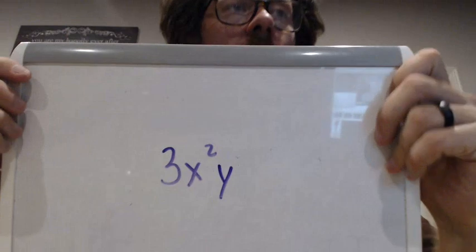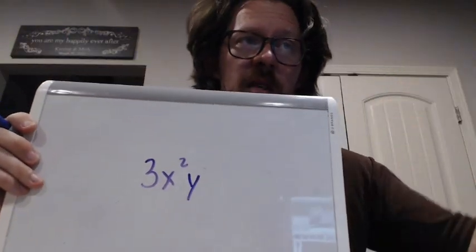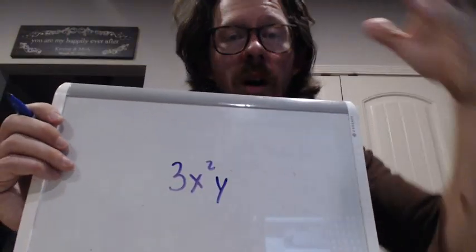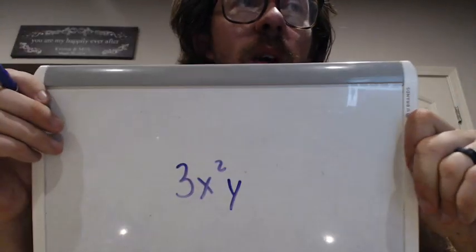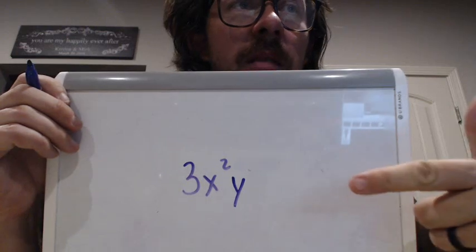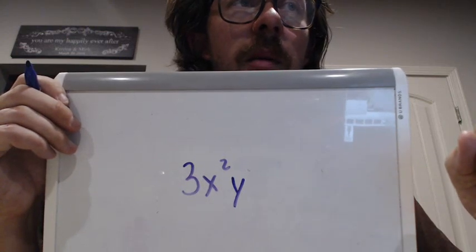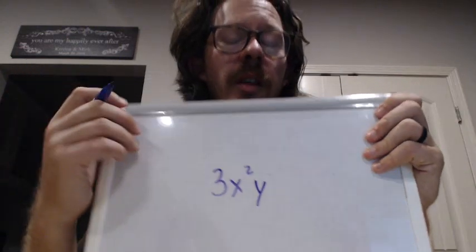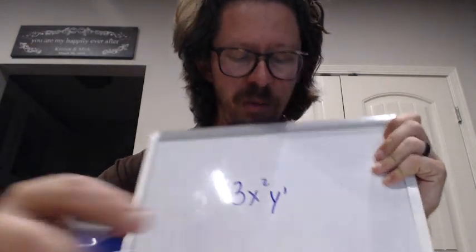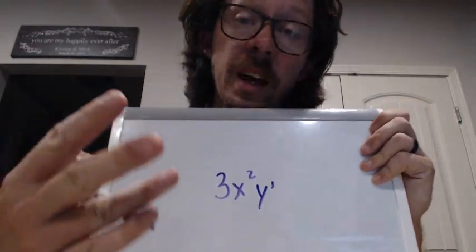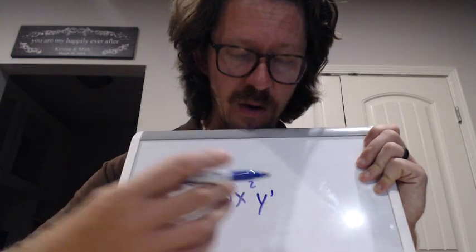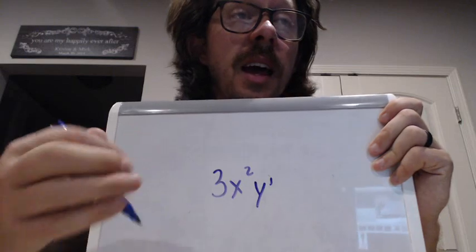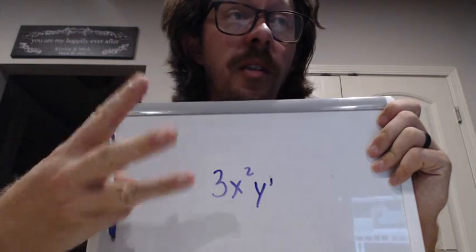Well, if I did this, now I have a monomial that's 3x squared y. It's still a monomial because it's just one product of numbers and variables, right? What do you think the degree of this monomial is? Think about it. If you add up all the exponents of the variables, the degree of this is going to be 3. So in a monomial, you add the exponents, and that's the degree of the monomial. So this is a monomial with a degree of 3, okay?